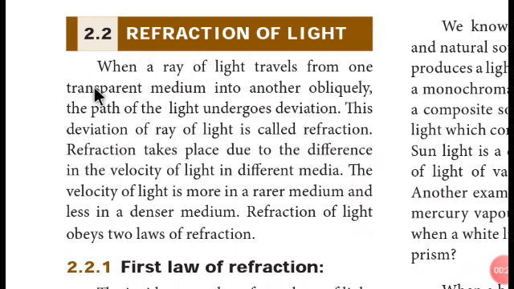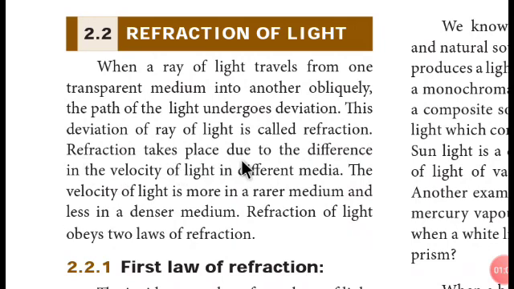Okay, continuing with that paragraph. When a ray of light travels from one transparent medium into another obliquely, in the sense that it won't travel in a perpendicular manner, it will be traveling sidewards, that's called obliquely, then the path of the light undergoes deviation. This deviation of the ray of light is called refraction. So this is the definition of refraction.